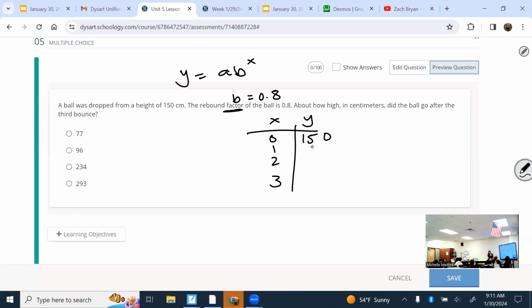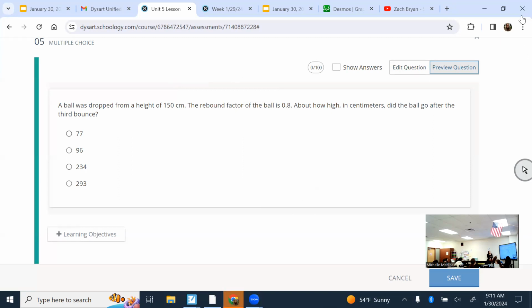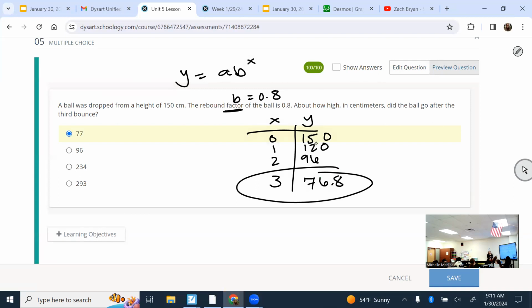So like 150 times 0.8 is 120. 120 times 0.8 is 96. 96 times 0.8 is 76.8. And it wanted to know after the third bounce, which answer is closest to this answer. But that's how I would do it, because it's not a lot that you have to keep the pattern going.